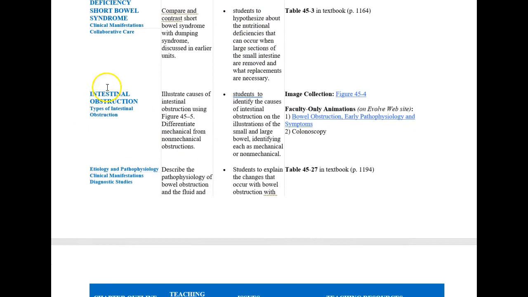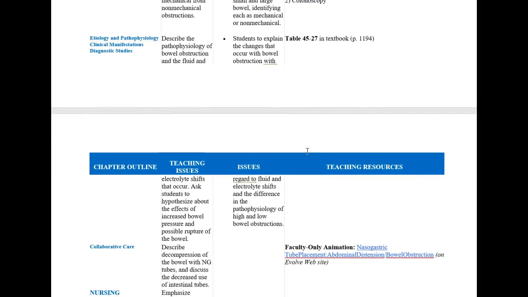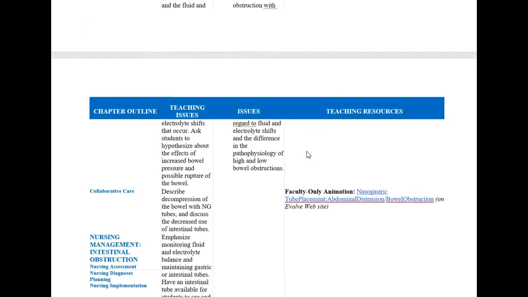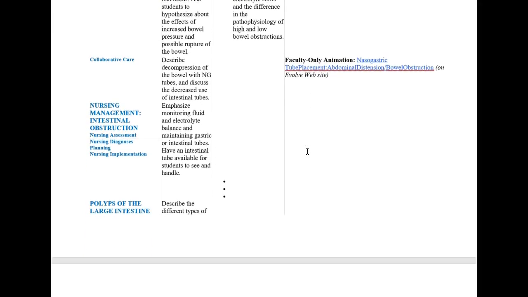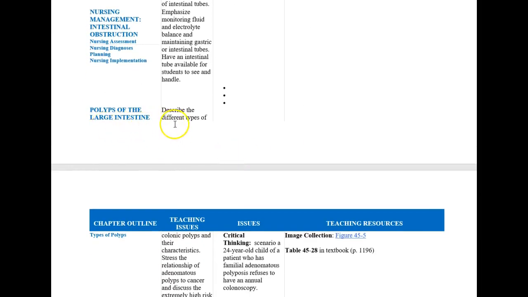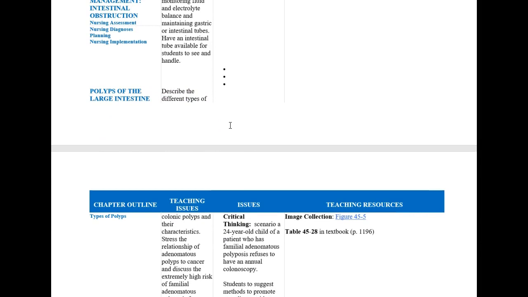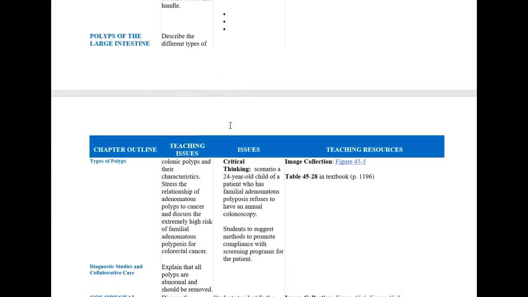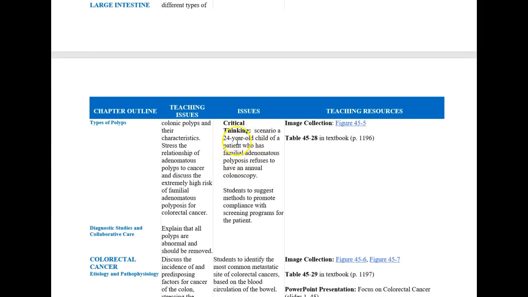When an individual has an intestinal obstruction, what are some of the mechanical as well as non-mechanical causes of obstruction? So have a look at figure 45.4. What are the causes of that? And what is the treatment of those mechanical and non-mechanical obstructions? And then, of course, polyps. What are the causes of polyps in the large bowel? Where do polyps occur? Some of them are familial.